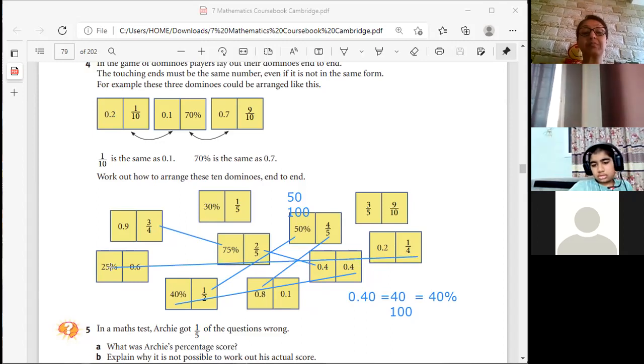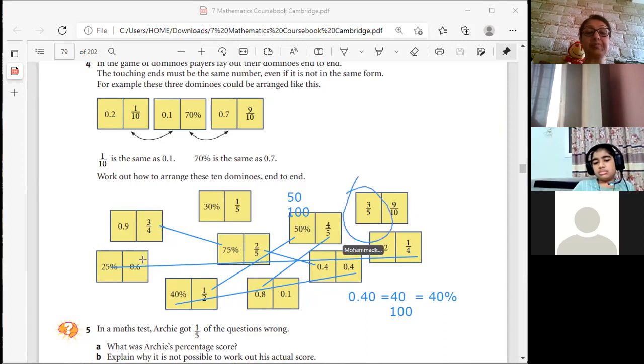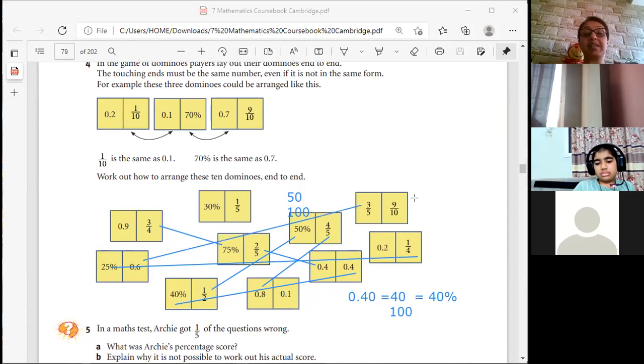0.6. Yes, 0.6 will be connected to 3 upon 5. Where is 3 upon 5? Beside 9 upon 10. Yes, here. Got it. And then see, this 9 upon 10 can be connected to this. So we've got the domino, 30%. And 1 upon 5 is remaining, no?